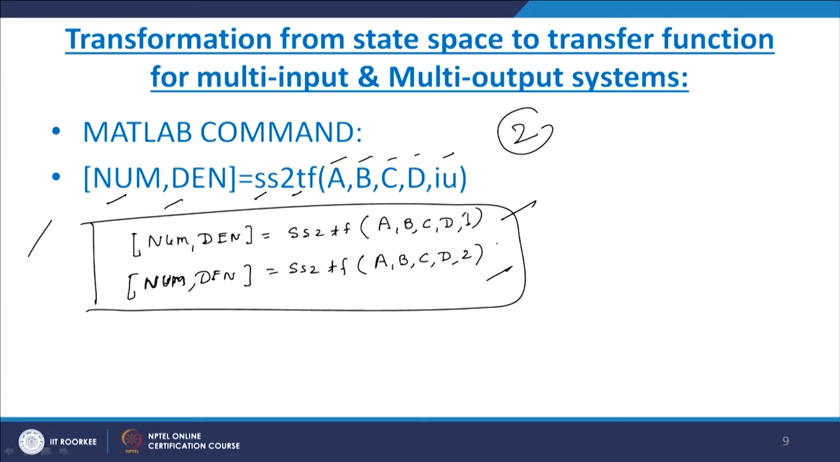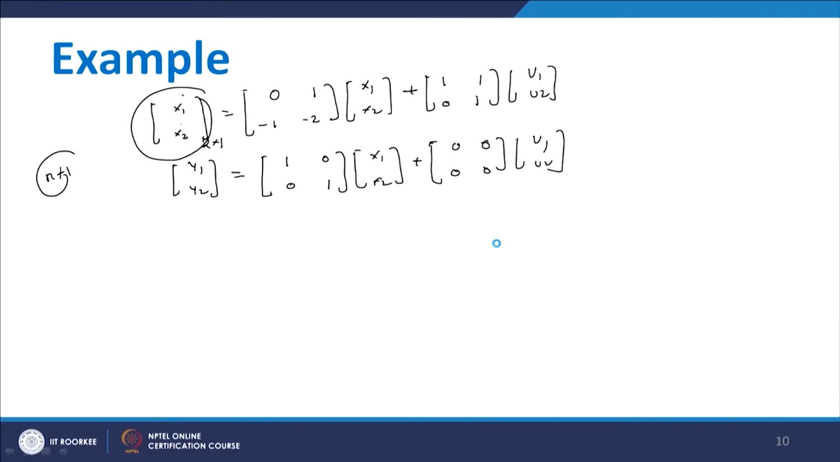Now, this state space model we have to write in a MATLAB environment. So, how to write it down? As discussed earlier, this command we have to use. So, here we can write [numerator NUM, denominator DEN] equals SS to TF(A, B, C, D, 1).